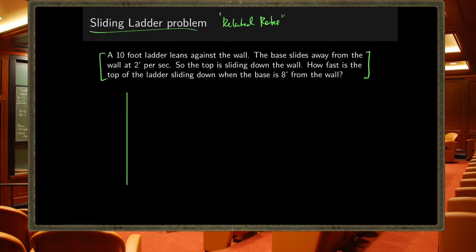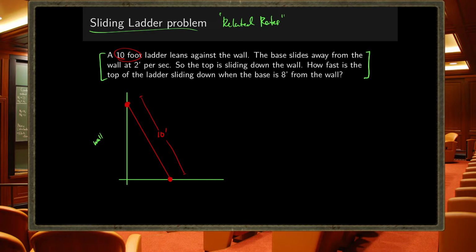I know there's a wall. I know that there's a ladder leaning on the wall, so there will be a floor here. And let's say our ladder is leaning here. And I'm actually going to put points here at the ends where it's touching. And I know that this ladder slides away from the wall at 2 feet per second. We know that the ladder is 10 feet long. That's important. So that's this length, which is fixed.